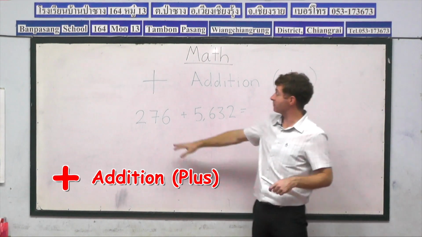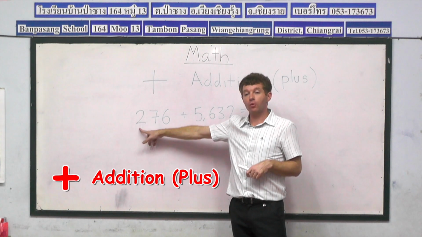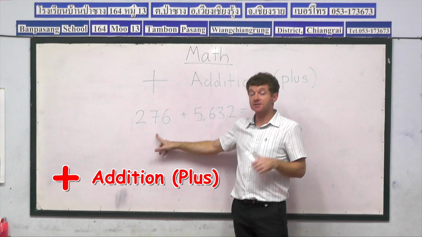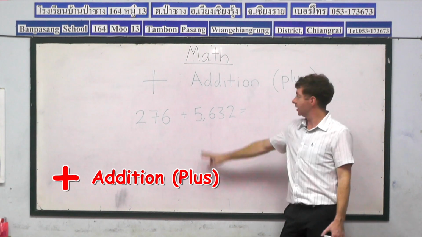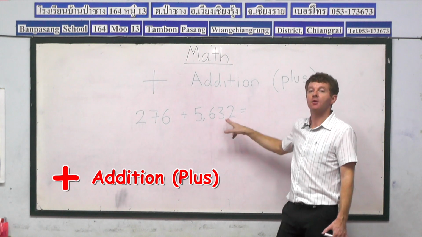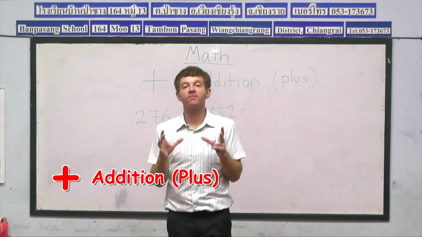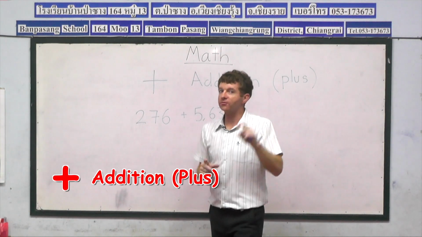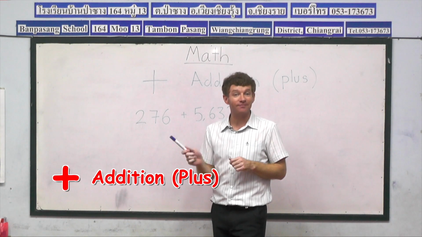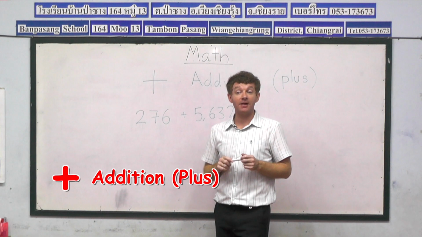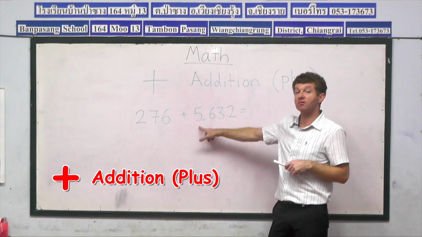So, we have a three-digit number here. What's our three-digit number, guys? 276. Excellent. And then we have a four-digit number. 5,632. Excellent. And what we're going to do now is add both of these numbers together. So what's important to remember is our term called place value.